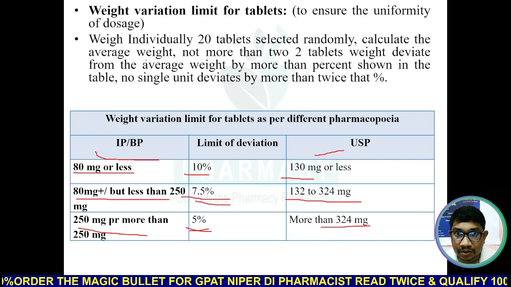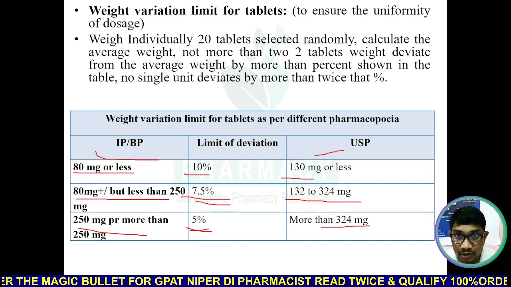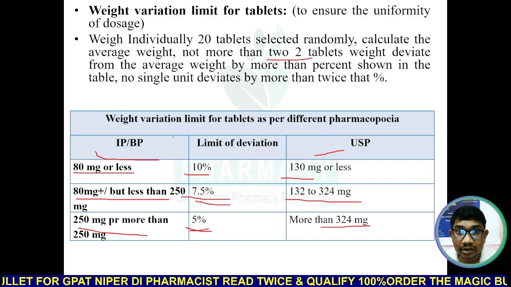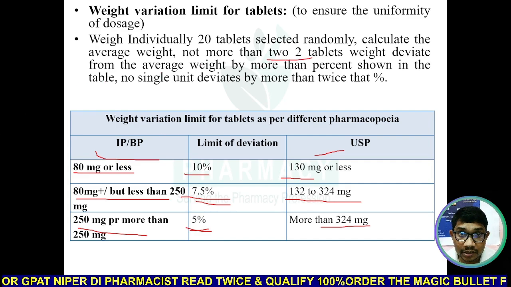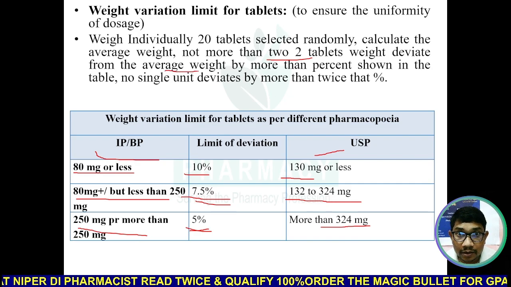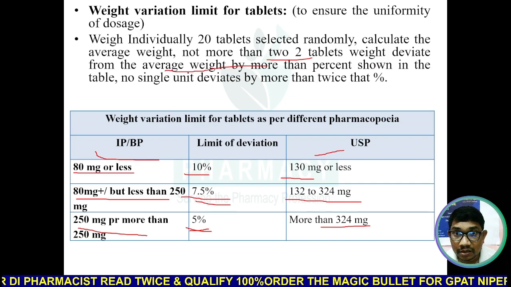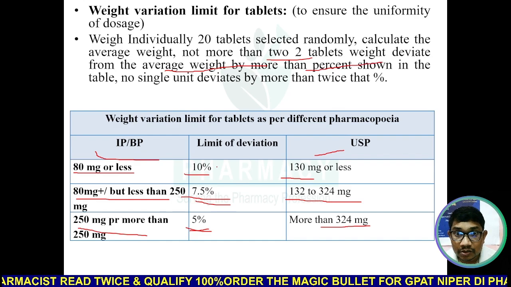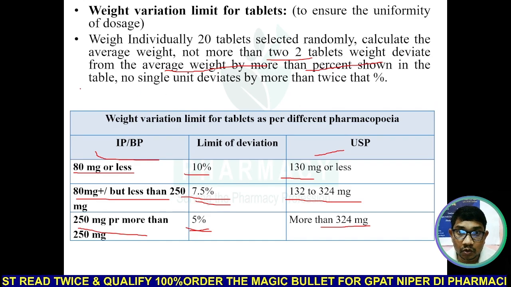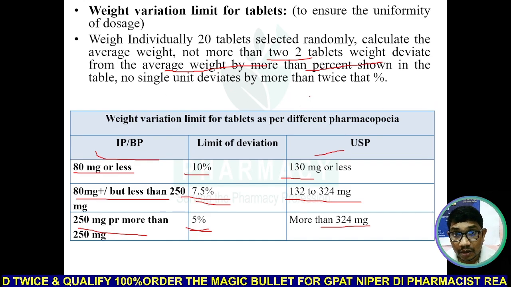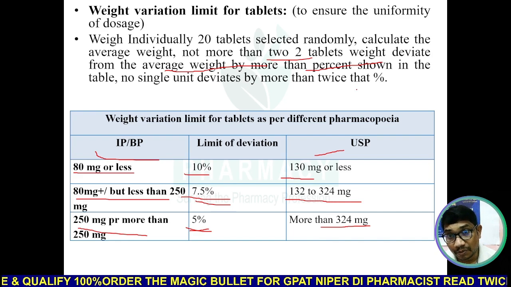So what is the deviation? Not more than 2 tablets should deviate from the average weight by more than the percentage. What percentage? These percentages. And no single unit should deviate by more than twice that percentage.